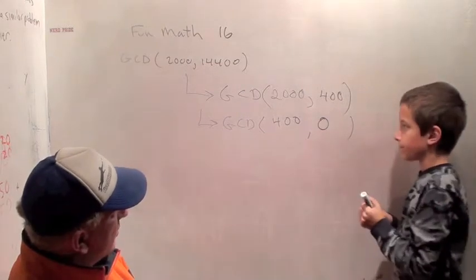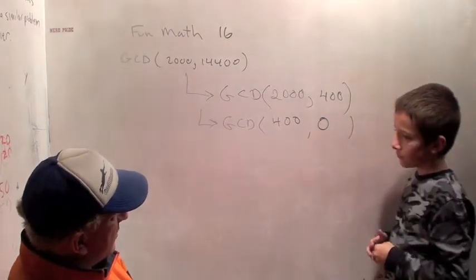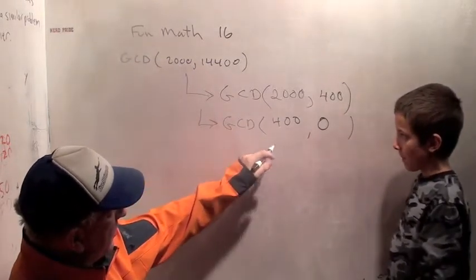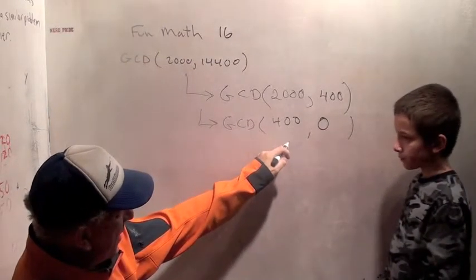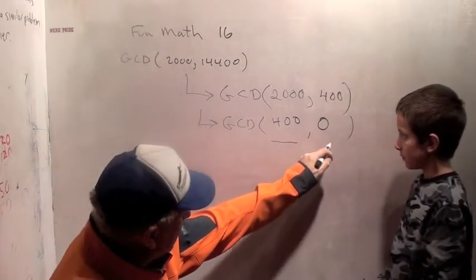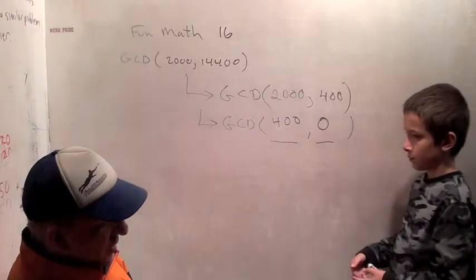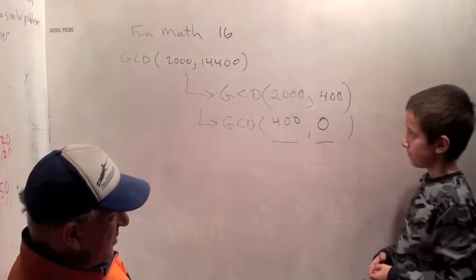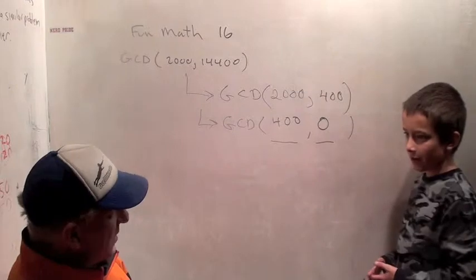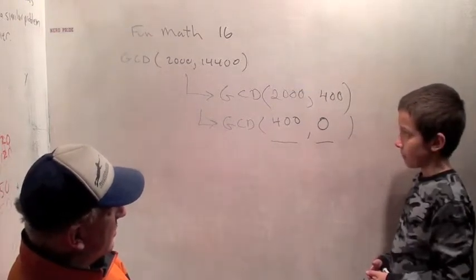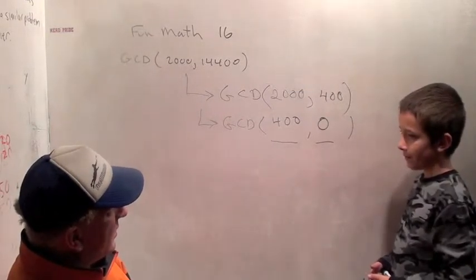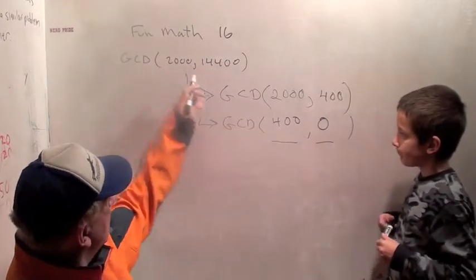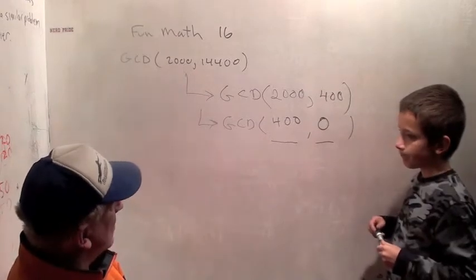So when we subtract all these 400s away, now we get a similar problem. We're looking for the largest positive integer that goes into 400 and also goes into 0. And what is the answer to that? 400. Because how many times does 400 go into 0? 0 times. And how many times does 400 go into 400? 1 time. So that means 400 is the greatest common divisor of 2,000 and 14,400.